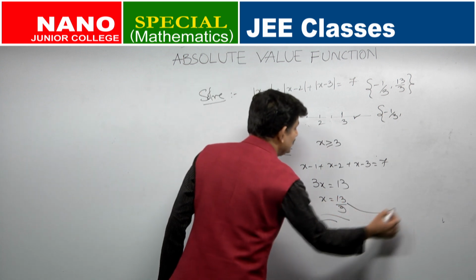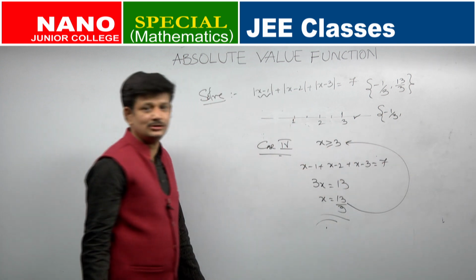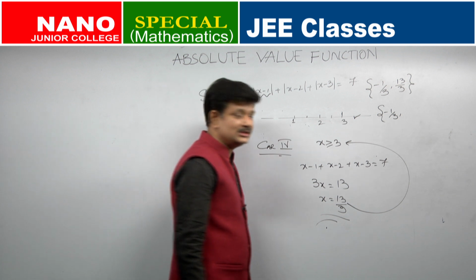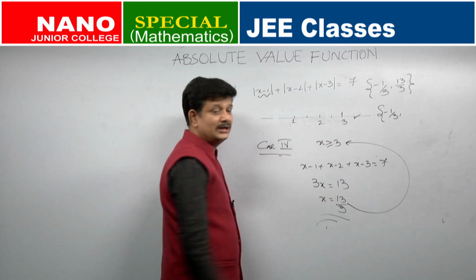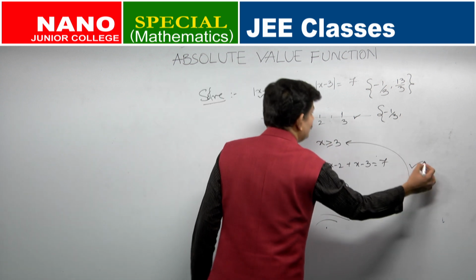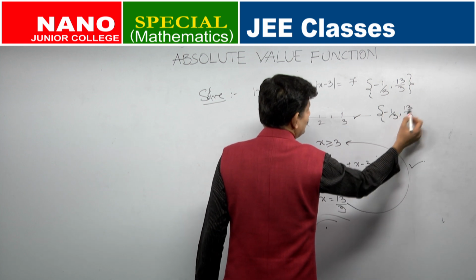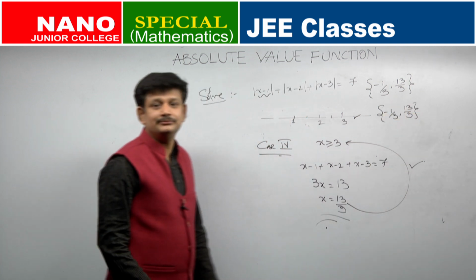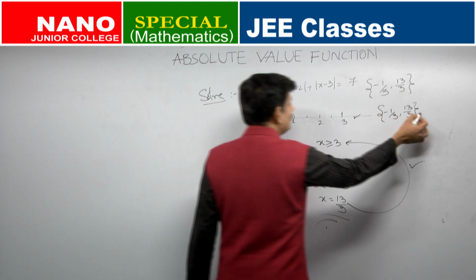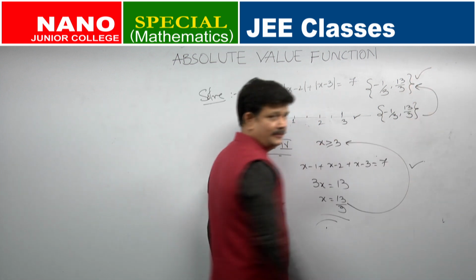So, what is your other answer? 13 by 3. Is it satisfying this condition? 13 by 3 is how much? 12 by 3 is 4. So, 13 by 3 is greater than 4. So, it is definitely greater than 3. So, this is part of our answer. Another answer that we have is 13 by 3. Is it matching with whatever conclusion we got from geometry?